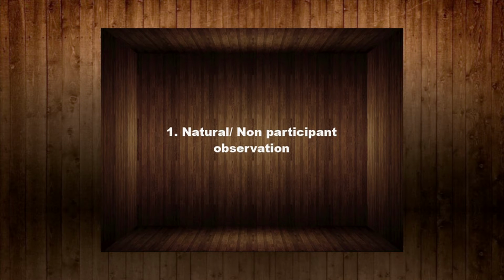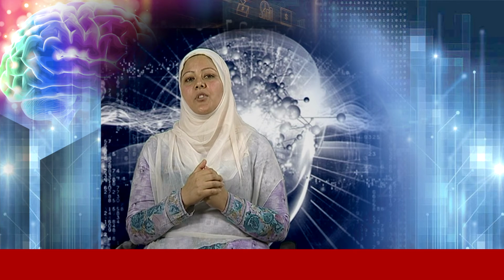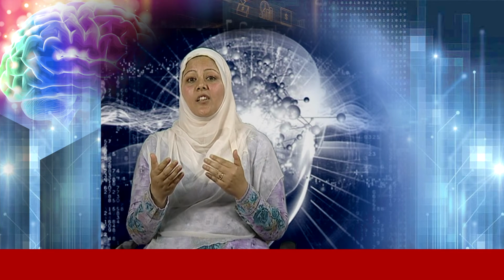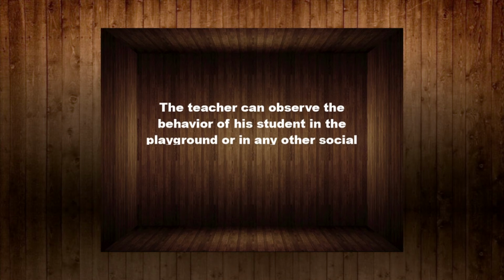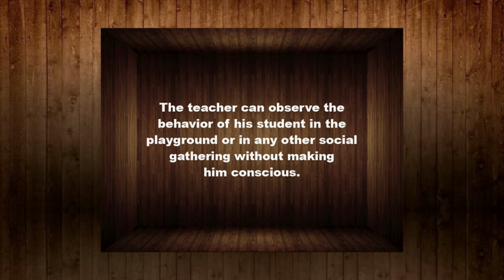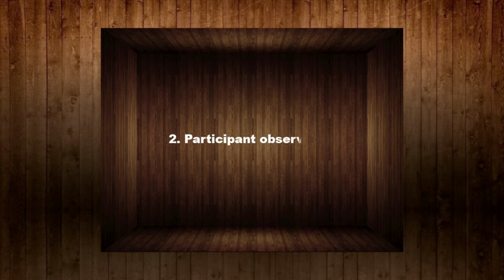They are, number one, natural non-participant observation. In natural observation, the observer observes the specific behavior and characteristics of the subject in natural settings, and the subjects are not aware of the fact that their behavior is being observed by someone. For example, the teacher can observe the behavior of his student in playground or in any other social gathering without making him conscious. Number two, participant observation. In case of participant observation, the observer becomes a part of that group which he wants to observe.